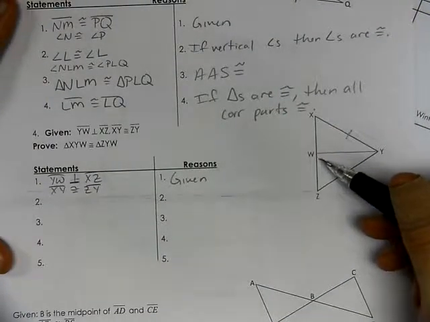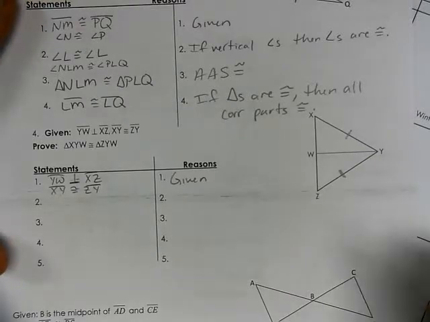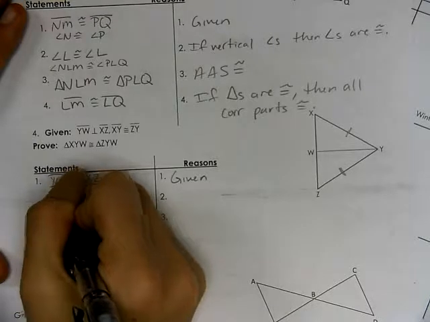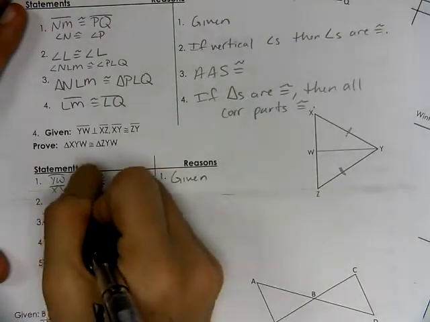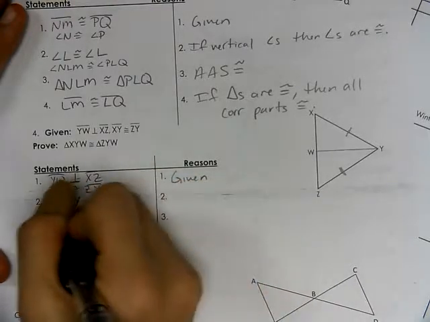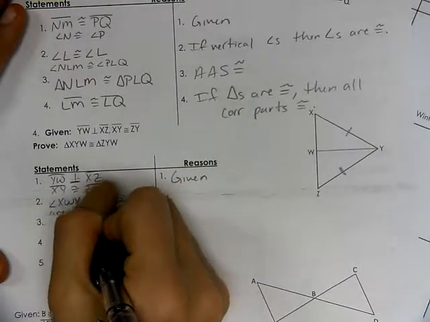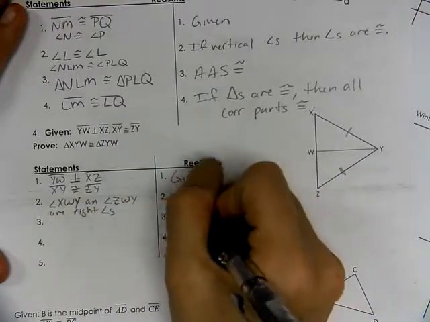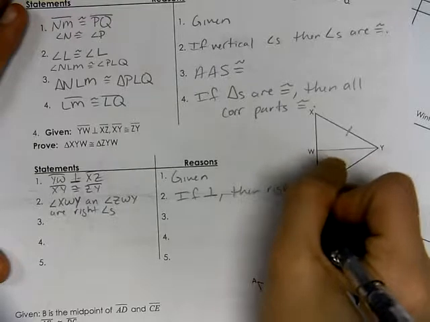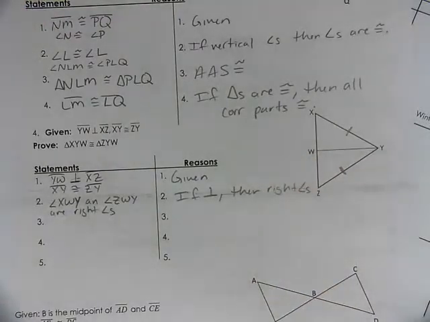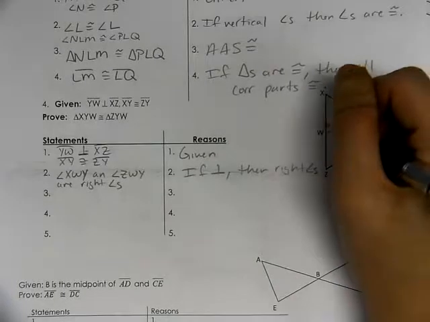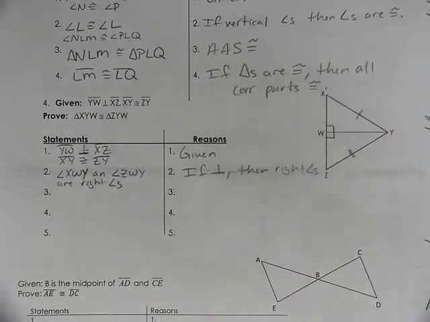Angle W, but you can't just say angle W. We've got to be specific here. So we'd have to say angle XWY and angle ZWY are right angles. If perpendicular, then right angles. You can't just say angle W and angle W are right angles. Be specific. So we've got a right angle here, and we've got a right angle here.